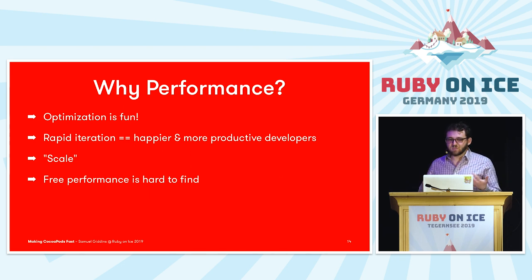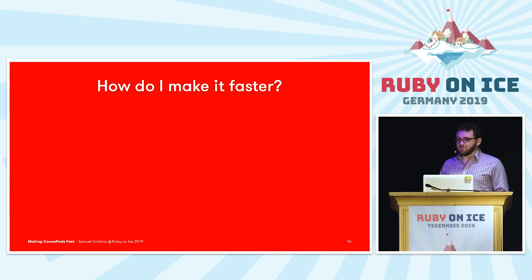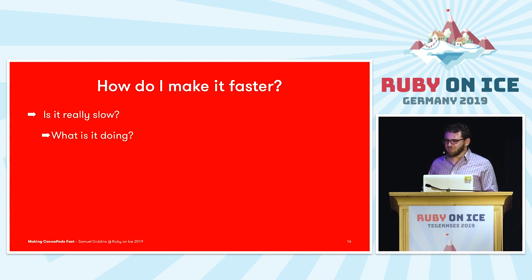Okay, so this maybe is sounding applicable. So you say, okay, I have a slow Ruby app. How do I make it faster? Funny enough, the first question you should probably be asking yourself is, is my app really slow? What's it actually doing? Is it doing something that's inherently complex? Is it doing something that inherently requires a lot of compute power or a lot of time? Something like downloading 20 gigabyte files from the internet is never going to happen instantly.